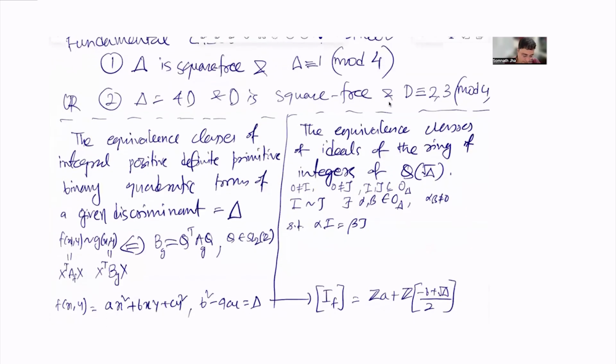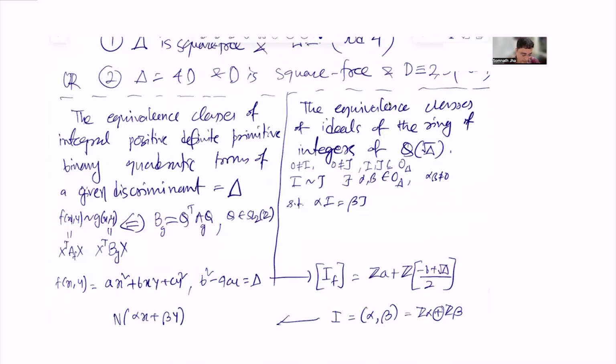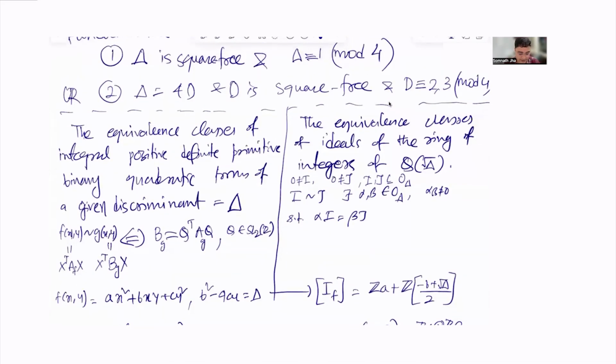So A_f was equal to (A, B/2; B/2, C), and B then is given by Q transpose A_f Q. The binary quadratic form was A X square plus B XY plus C Y square, with discriminant delta. Then this is set to the ideal class group. So on the right hand side we had the equivalence classes of ideals.